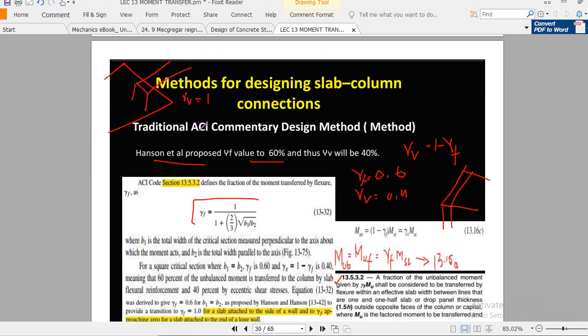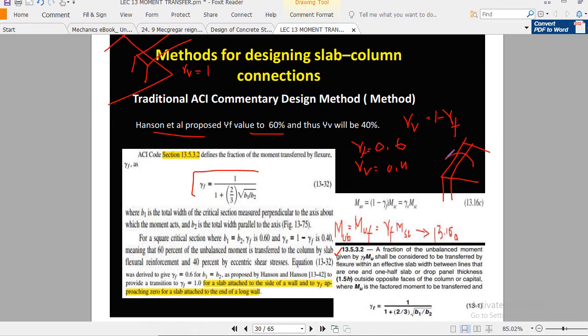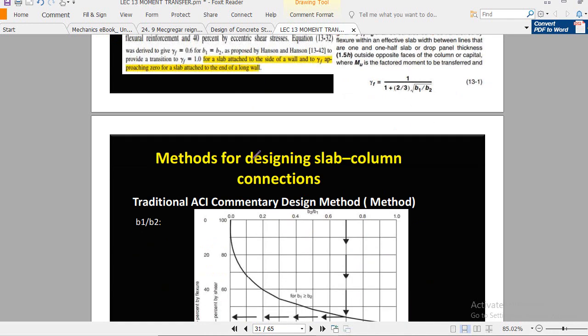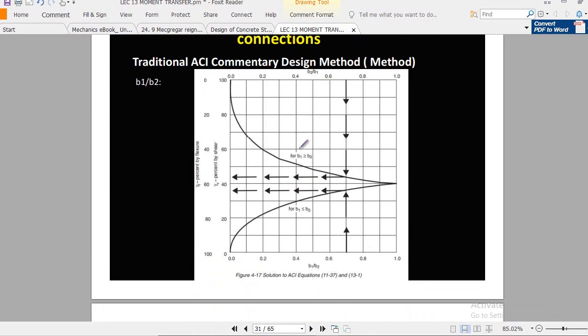It is very important. In the first case, the whole moment is transferred to the wall by flexure, not by shear. And in the other case, the whole moment is transferred to the wall not by direct flexure but by eccentric shear. This is very important to understand. And similarly, from this graph you can determine gamma f and gamma v.